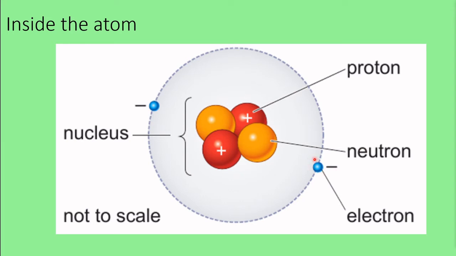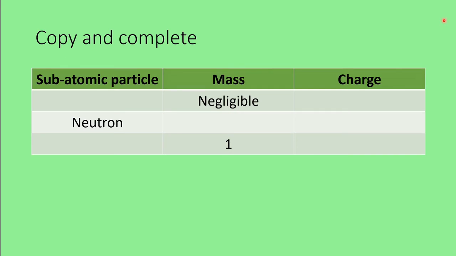Orbiting around the outside, you have the electrons. Electrons are negatively charged. They have a charge of -1, and we say they have a negligible mass, which means their mass is very, very, very small compared to the mass of the protons and the neutrons. So you have protons with +1 charge and mass 1, neutrons with no charge and mass 1, and the electron orbiting around the outside with a -1 charge and negligible, very, very low mass. Pause the video now and see if you can complete this table.